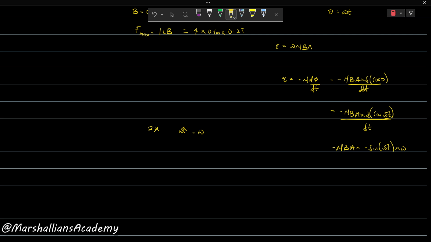So I'm going to have EMF equals minus times minus becomes plus, omega NBA sine omega t, which I can write as sine theta again because omega t is still theta. So I could write it as omega NBA sine theta.